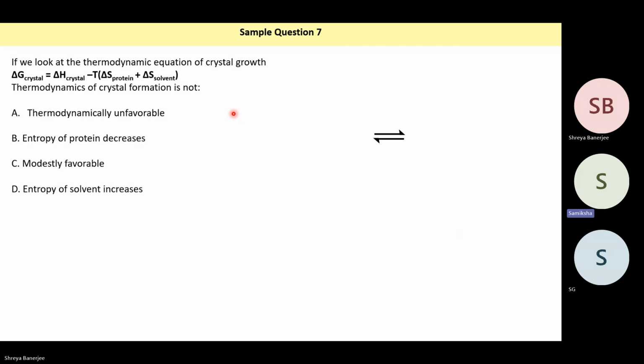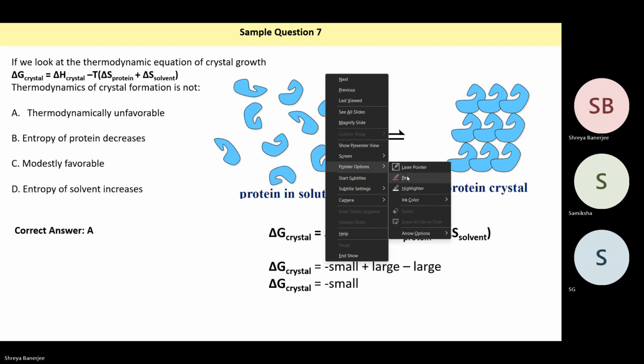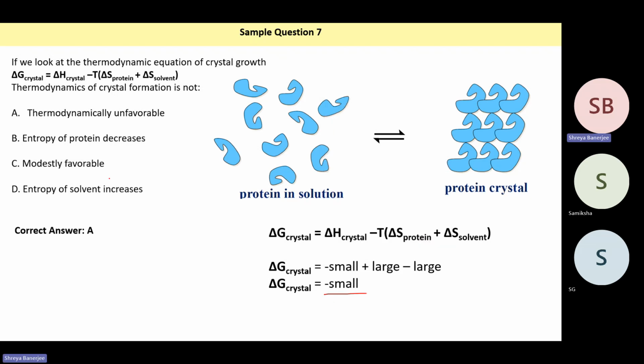Ma'am, is it entropy of solvent increases? No, think about it. It is asking which statement is false, right? So thermodynamically unfavorable is false because we saw that the net delta G is negative. So net delta G negative, so it is modestly favorable. This is true. Unfavorable is false because unfavorable means delta G is positive.